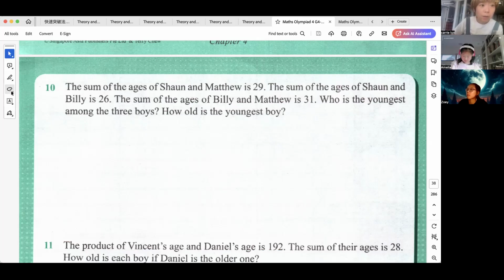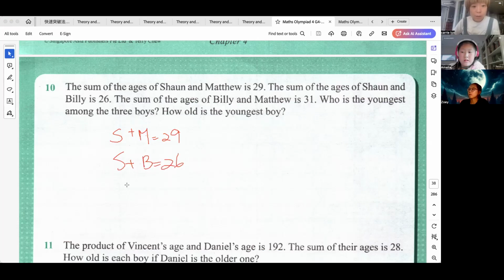Okay, the sum of the ages of Sean and Matthew is 29. So S plus M equals 29, right? Zoe and Amelia? The sum of Sean and Billy is 26. And Billy and Matthew is 31. So just add them together, correct? This one should be very easy.